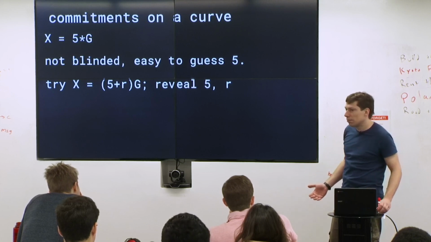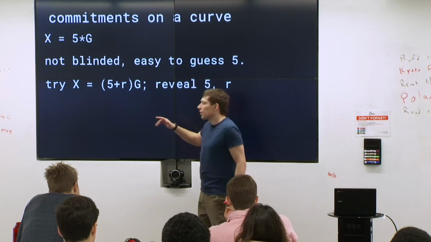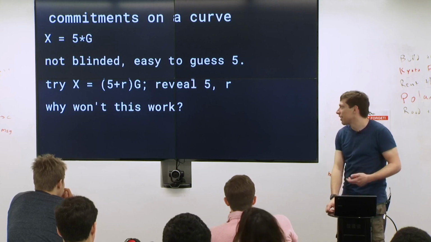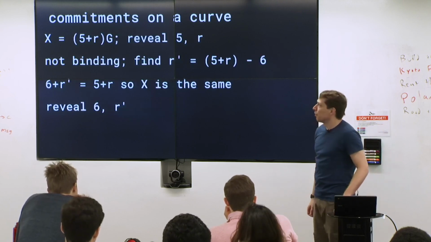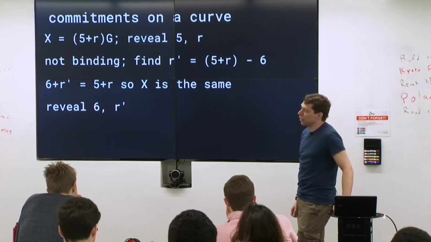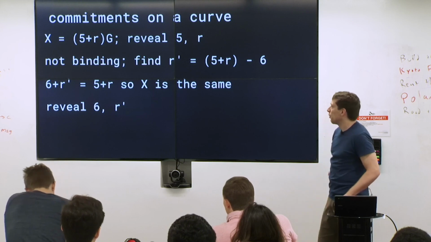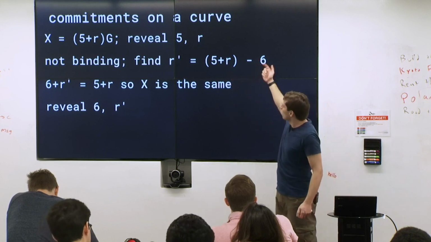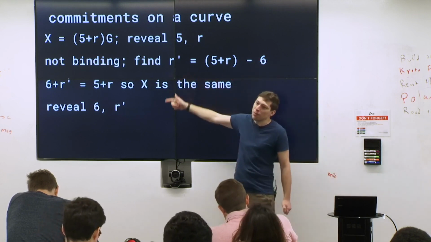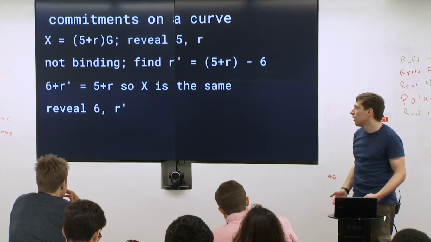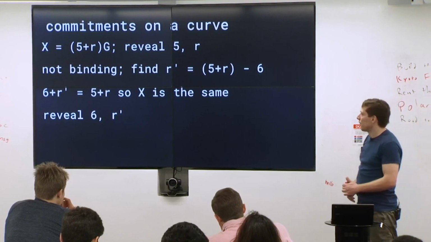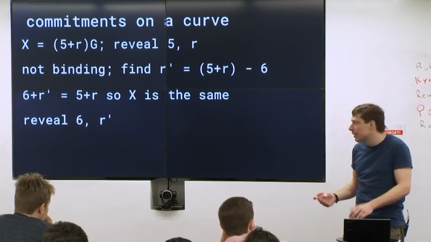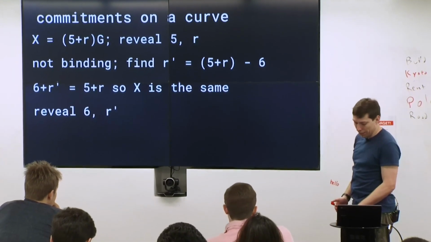You don't know which one. No, but I can say, look, the problem is addition is easy to break, right? I committed to 5 plus r, I revealed 5 and r, but it's not binding. I can just find r prime, which is 5 plus r minus 6, and then 6 plus that r prime is going to be 6 plus 5 plus r minus 6. I can just compute whatever r prime I want and whatever number I want to reveal later. So this isn't binding anymore, right? I'm adding a random thing in, and I'm committing to the sum of the thing I want and a random thing, but it's not binding because that addition I can play with.